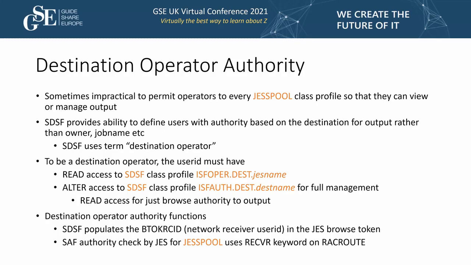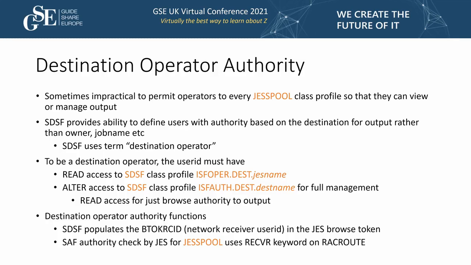So to be a destination operator, the user ID must have read access to the SDSF class profile ISF.OPER.DEST.JES2 subsystem name, and alter access if you want to do full management, to the SDSF class profile ISF.AUTH.DEST.destination name. And if a user ID has alter access to that profile, he can do full management of all the outputs on that destination, regardless of their JES2 JESSPOOL class profile. Read access will just allow browse authority to that output.